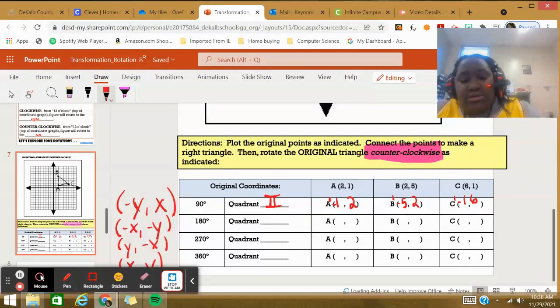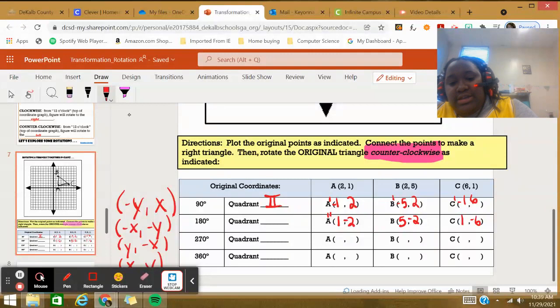Okay. So my A double prime will be negative. I'm sorry, it was already positive. Let me rewrite this. So if it's negative 1, it's going to switch to positive, and if it's positive, it's going to make it negative. So (1, -2). And then we have (5, -2). And then we have (1, -6). Okay.